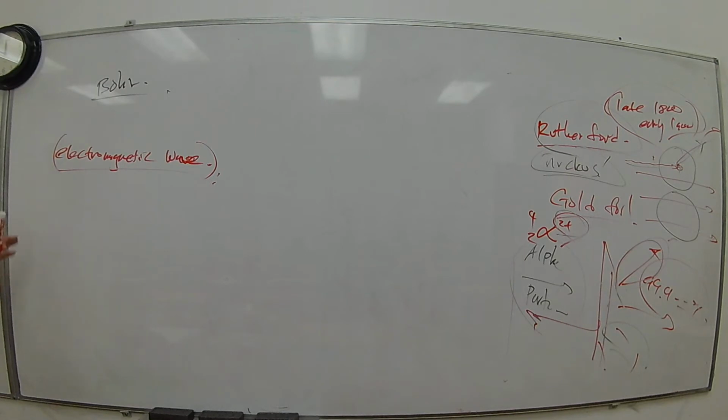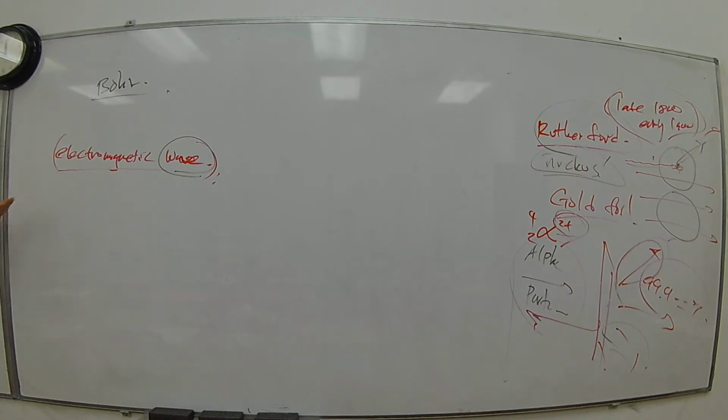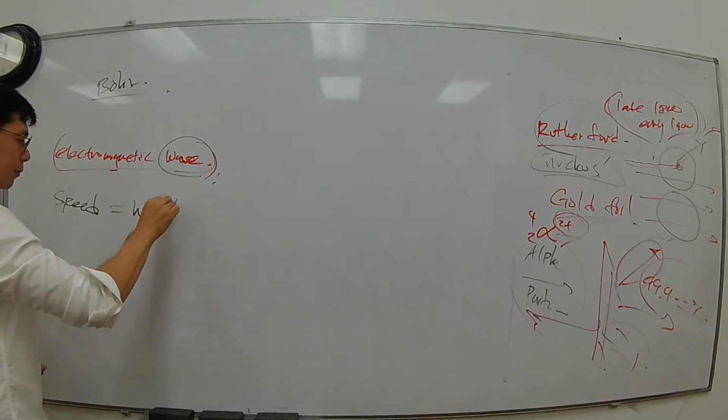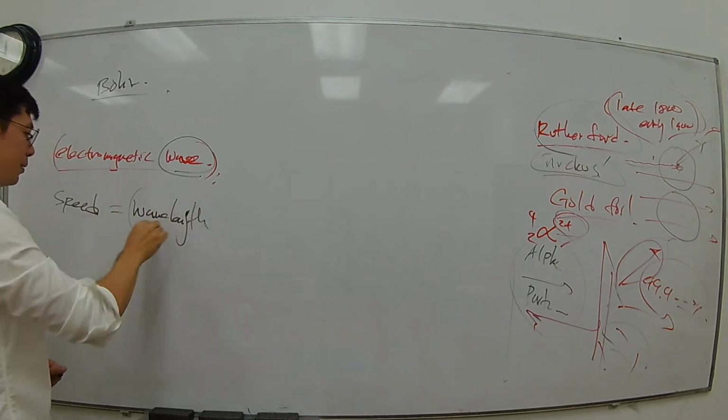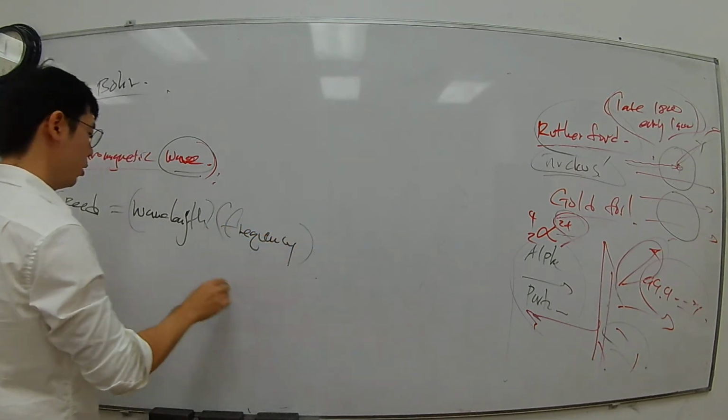So what you have to understand is there's a few equations you have to know. Some kids, it takes them a while to learn the equation. The equation for any wave, it applies to electromagnetic waves too. For any wave, this equation applies: speed of the wave is equal to wavelength of the wave times frequency of the wave.